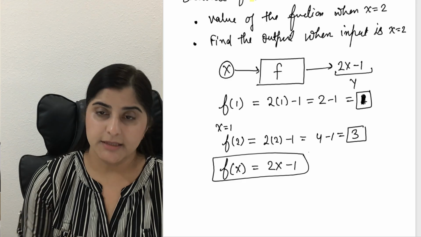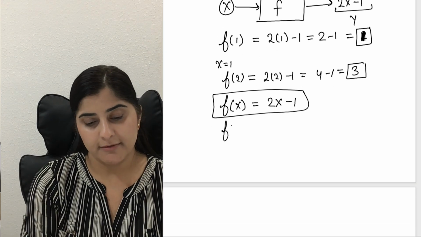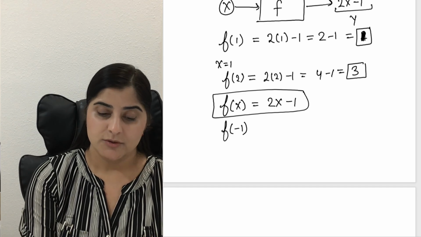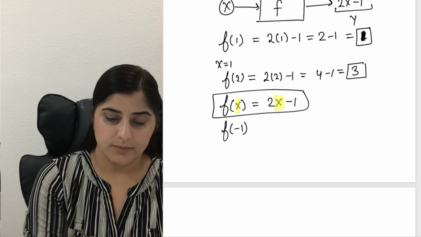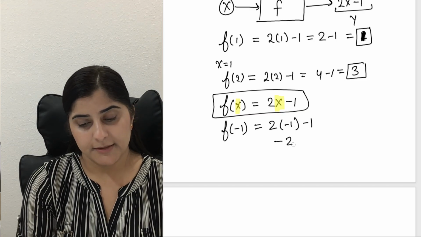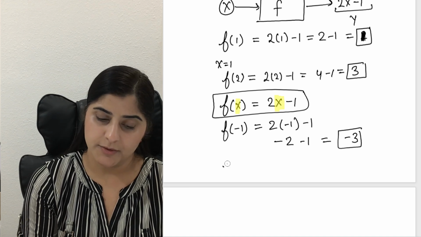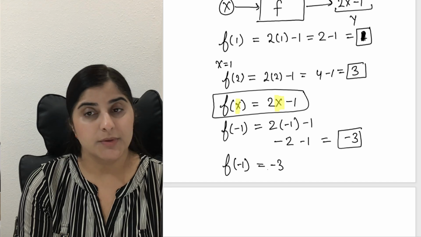We can evaluate this function at any x value, positive or negative. Let's evaluate at x equal to negative 1. So what we are doing, we are replacing x with negative 1. So we get minus 2 minus 1, which is minus 3. So that means when you input minus 1 in this function, the output is minus 3.